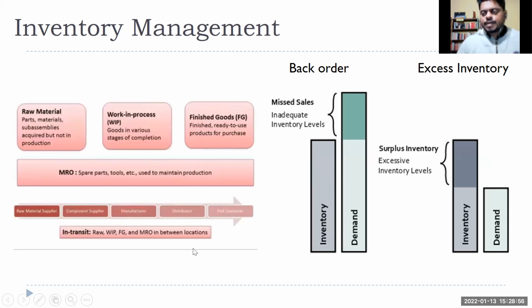Then sometimes it will be in transit also, right? Different items at any point of time. When I talk about inventory, some items will be in my warehouses, some items will be in my plant, and some items will also be in transit, right? They also comprise my inventory.